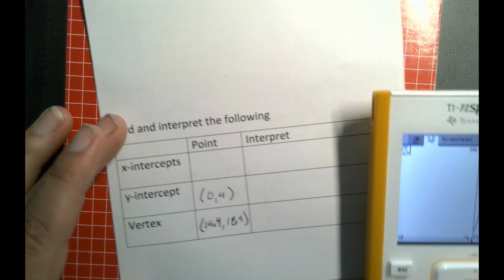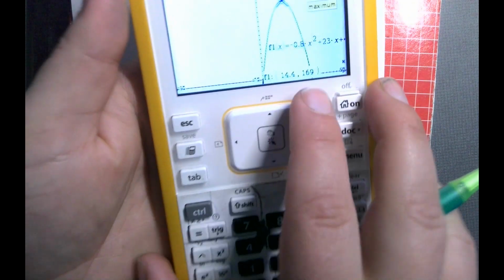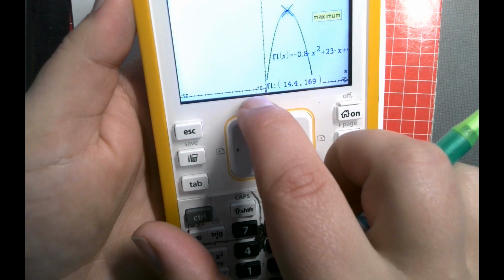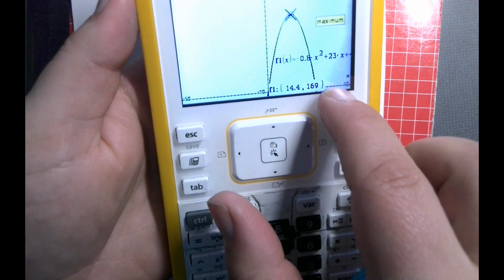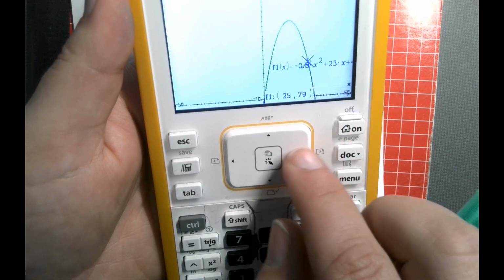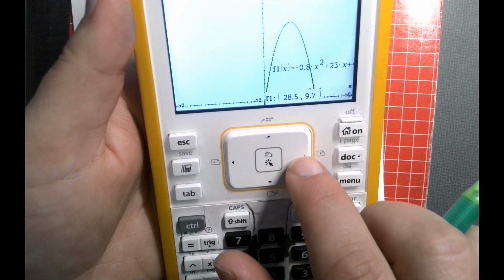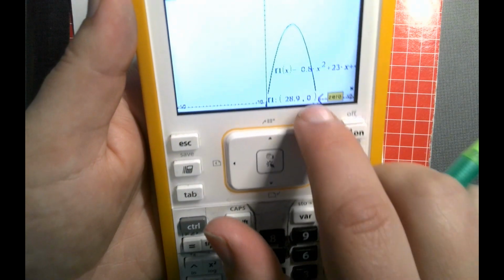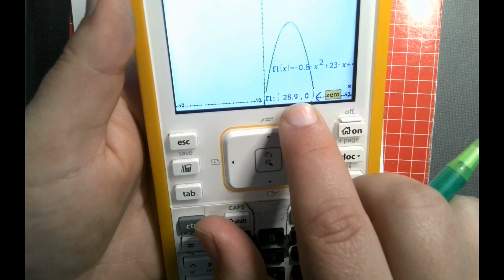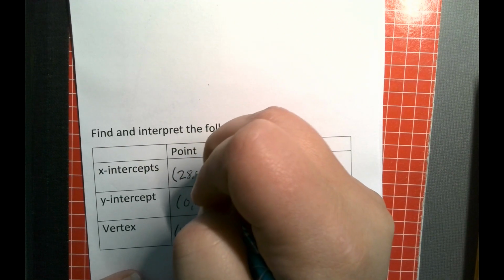Is that 169? Yeah, 169. And then we're going to come over and find this other x-intercept. We don't care about this side of the x-intercept because it's negative. You can't have a negative time. We only care about this one. I'm going to guess it's at 25. That's wrong. Yeah, 28. Close. 28.9, right there. We got it. See how we got that? That's where it landed.